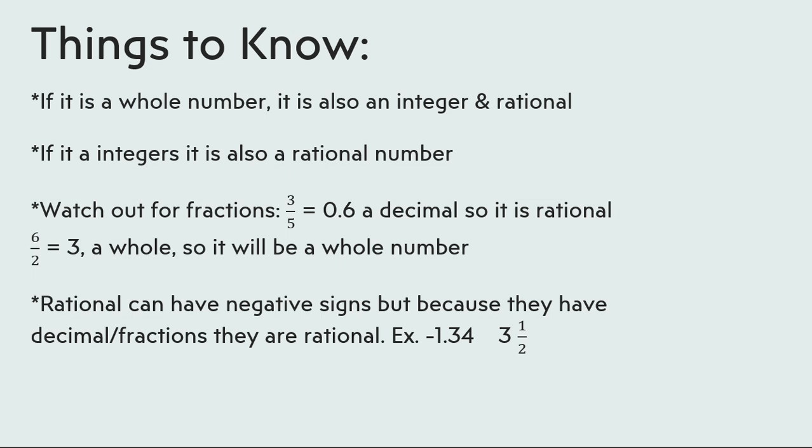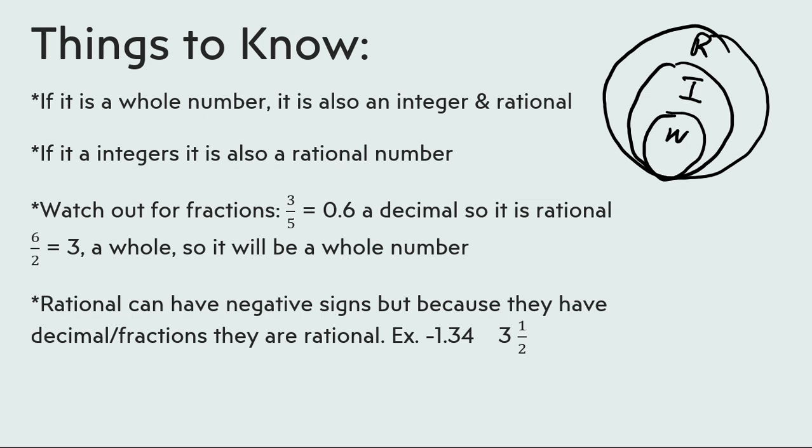Before we go into some practice, these are some things that you should know. Let's take a closer look at how to classify rational numbers on a Venn diagram. Because my whole numbers are nestled or embedded inside of my integers and my rationals, that means a whole number can also be an integer and it can also be a rational. If we look at my second bullet point, we see that if it is an integer, it can also be a rational number.